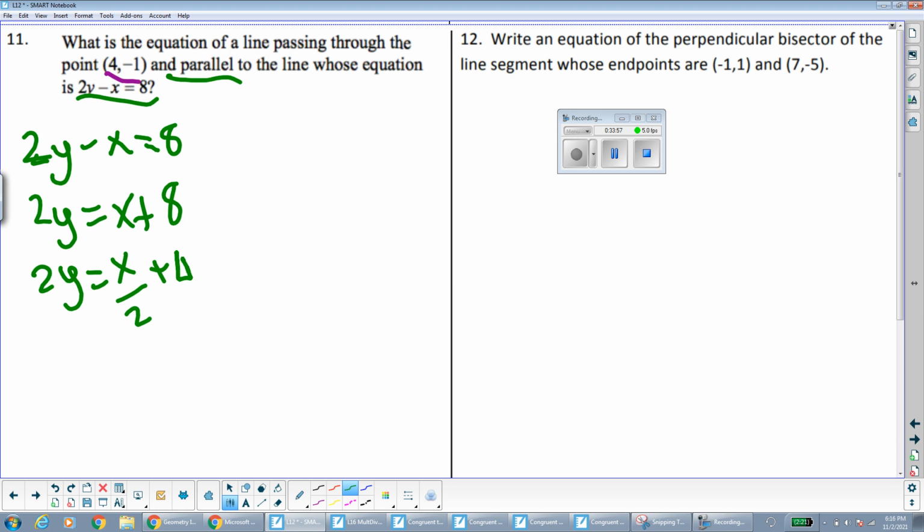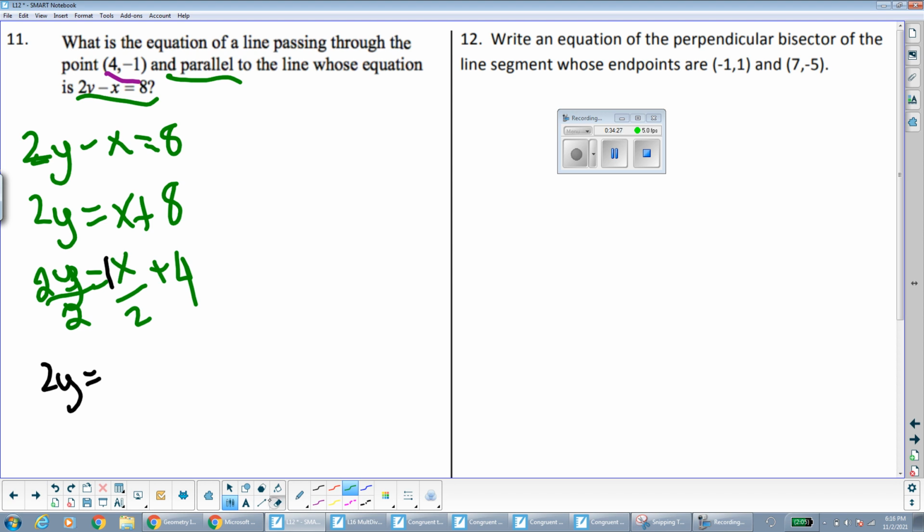And each side by 2 is 4. Now, I have x over 2 here, but remember, whenever you have an x without a coefficient, there's an invisible 1 in the front. Oops, I divided by 2 already. Let's get rid of that. I'm messing everything up here. There we go. Okay, so we're dividing everything by 2. And remember, there's an invisible 1 in front of the x.